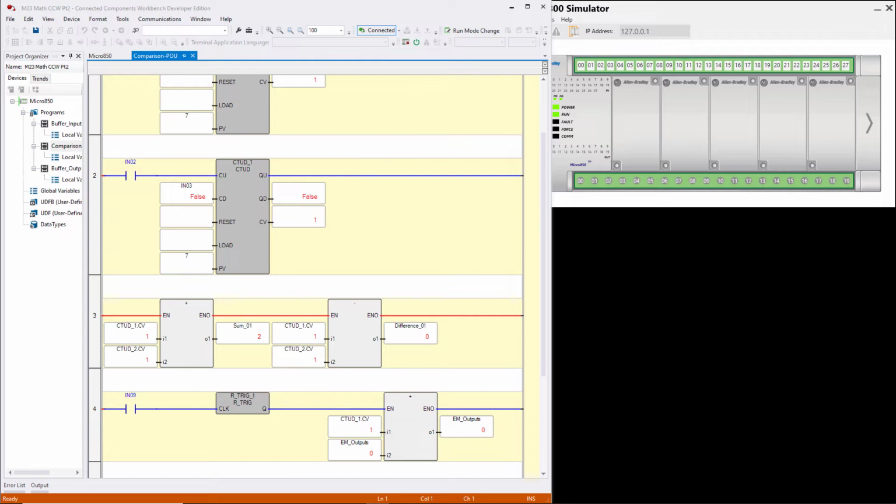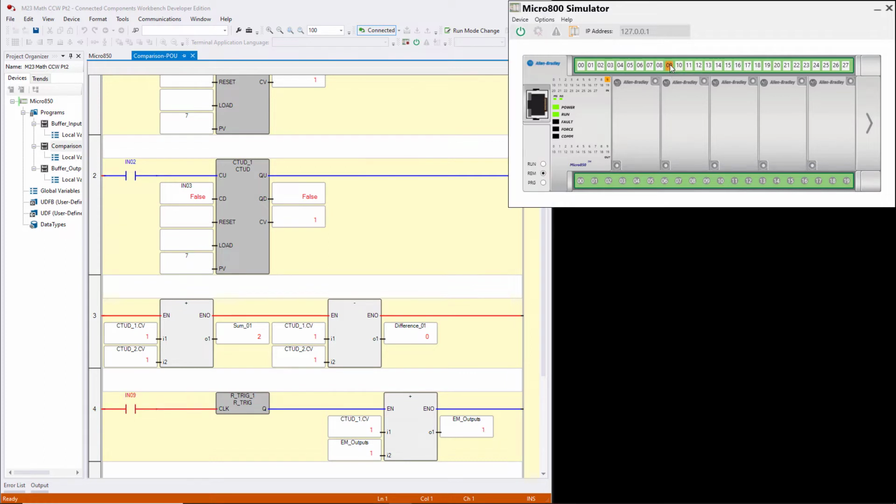What I like about the rising edge trigger instruction is that it's pretty straightforward and simple. You don't actually have to name it. Now this one's called R underscore trigger underscore 1. If I add another one, it's going to be underscore 2, underscore 3, and so forth. But I could actually name it. But it's easier just to throw one of these in there. Now, if you watch, I'm going to turn on input 9.